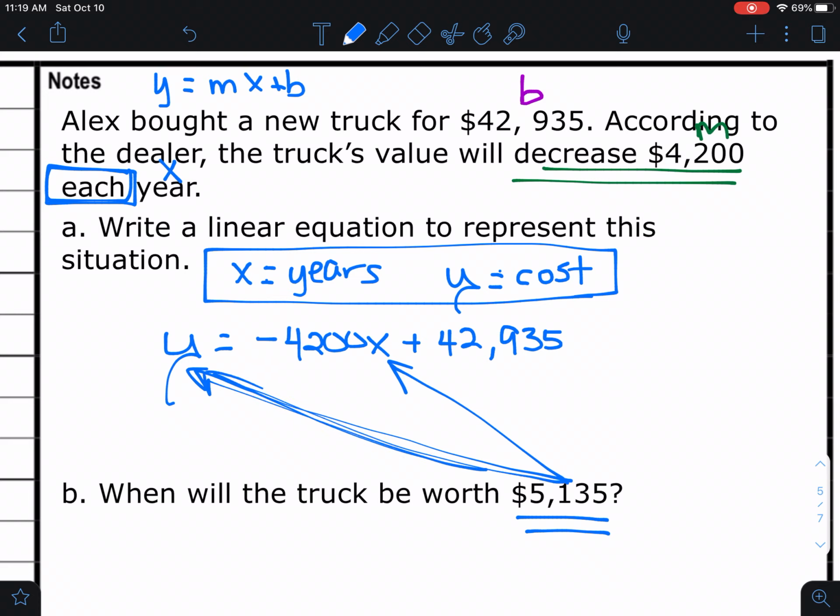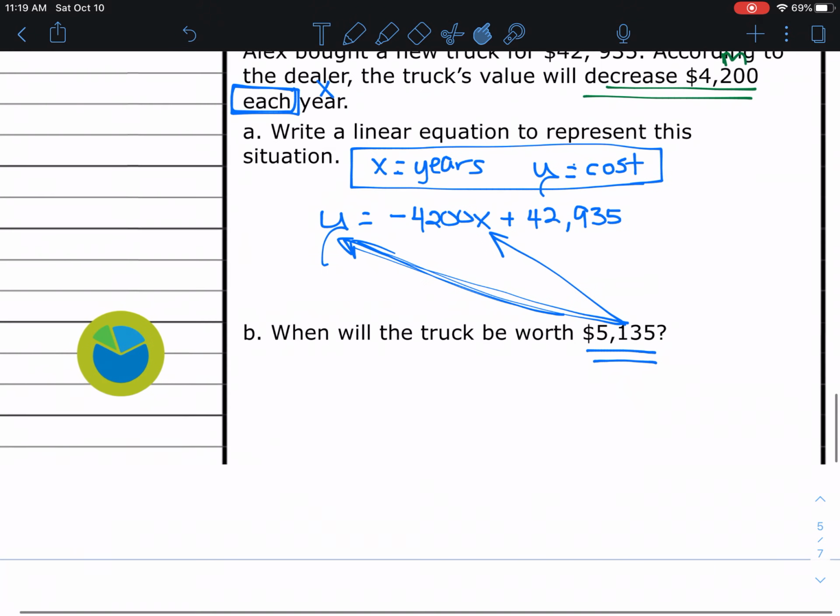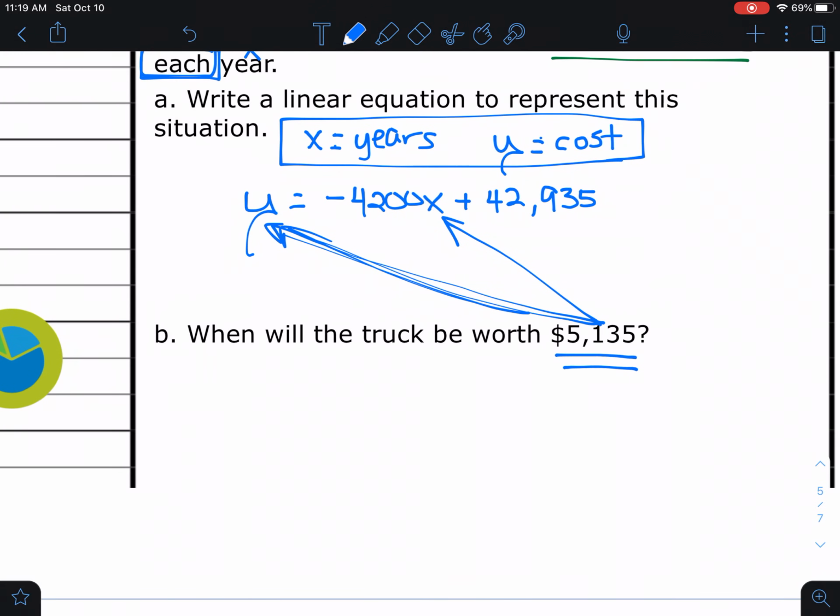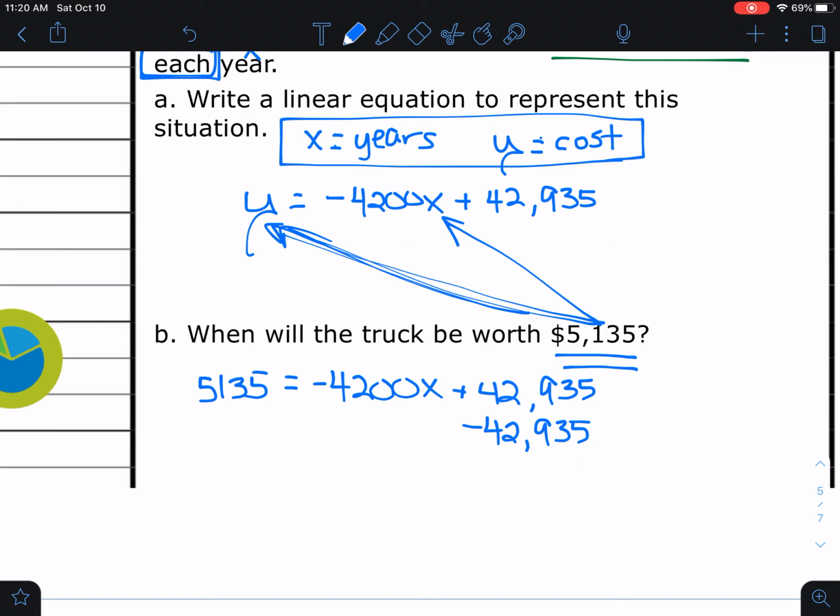All right, so let's do that. So my equation then will now become 5,135 equals negative 4,200x plus 42,935. And we're going to solve. So we're going to start by subtracting 42,935 from both sides.